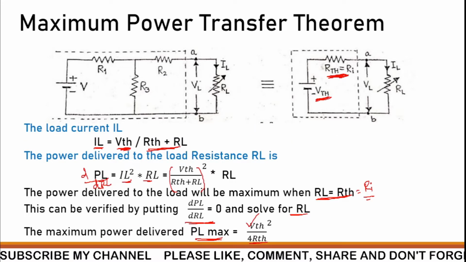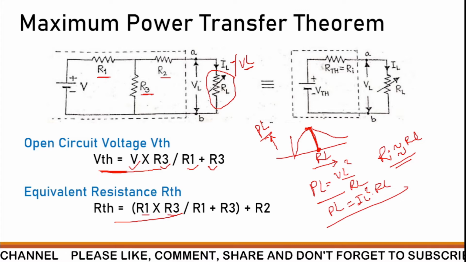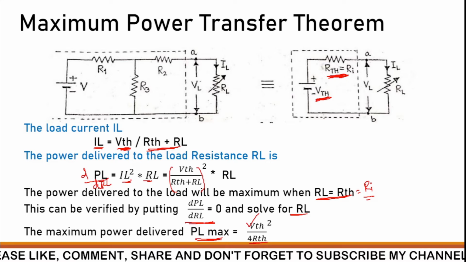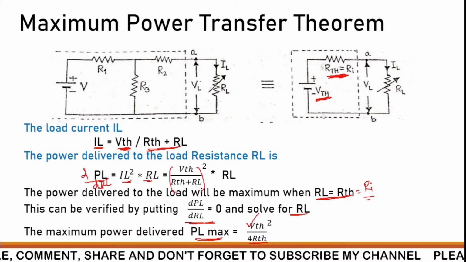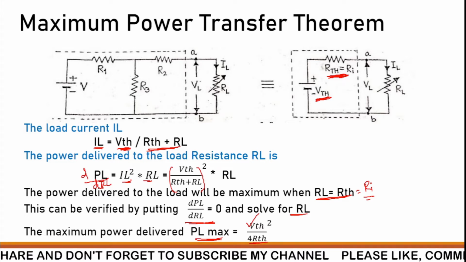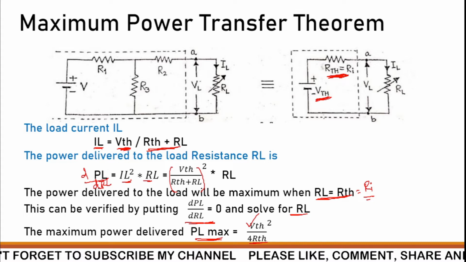And same RTH, so we can calculate the RTH, as R1 we know, R3 we know, as well as R2 we know. So from that we can calculate the theoretical value of this PL max, and then performing the practical, we can have the practical value, and we can compare both of them, the PL max as well as the VTH we have calculated.